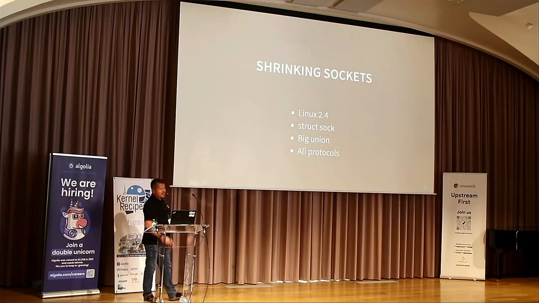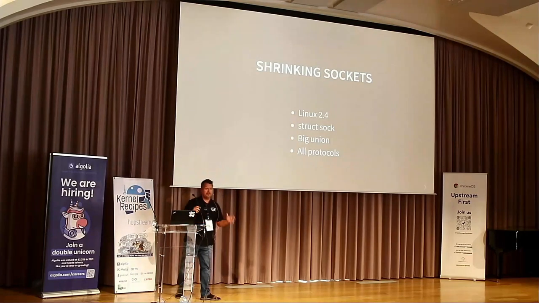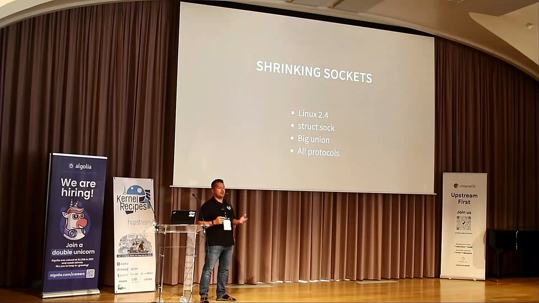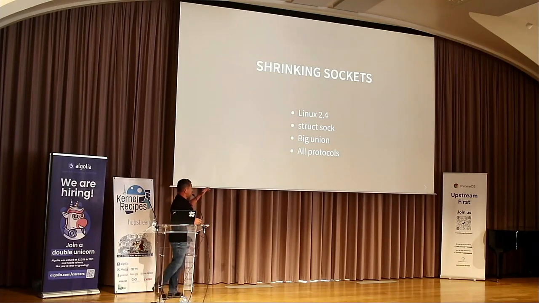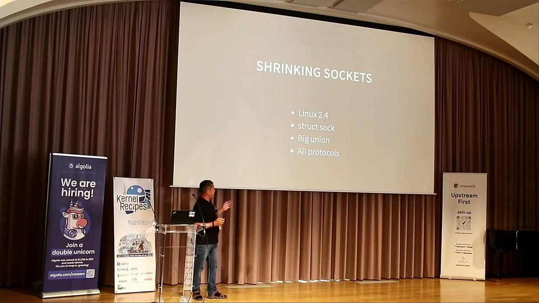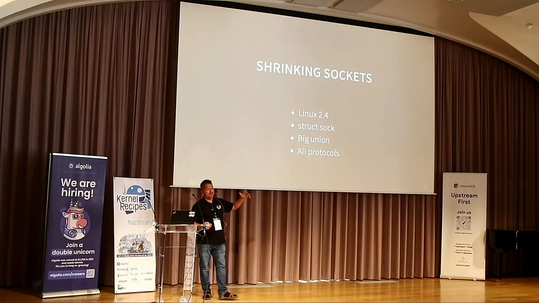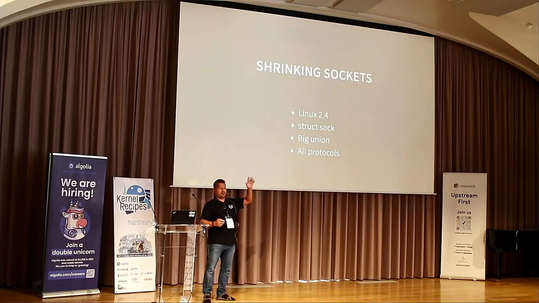So it started a long time ago. Linux 2.4, I was trying to understand networking, was working with lots of legacy protocols. And then I noticed that the struct sock that defines a connection, an endpoint in the Linux kernel for networking, was really big. You had just one struct for a connection, and then you had this big fat union with one entry per protocol that was supported by Linux.